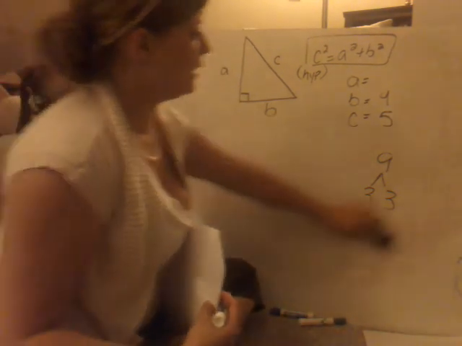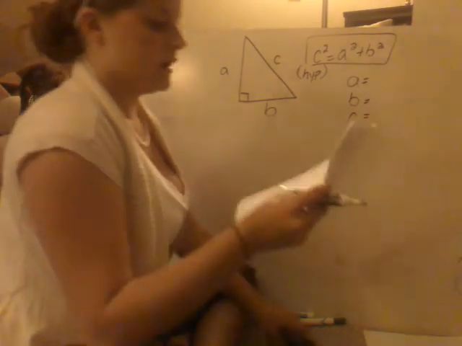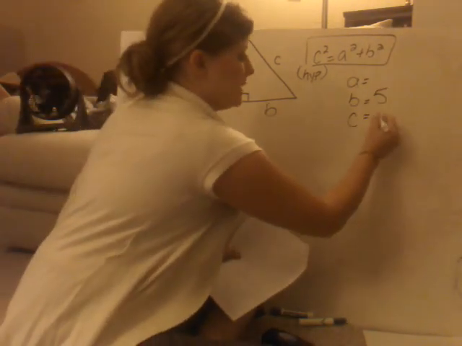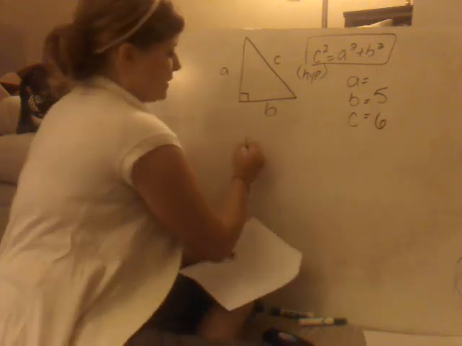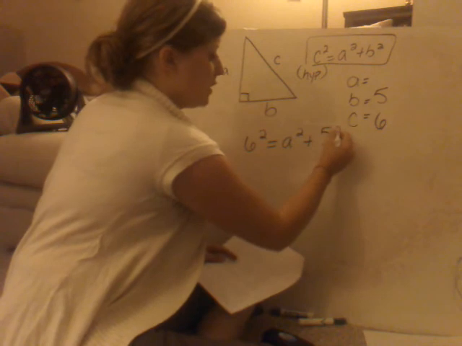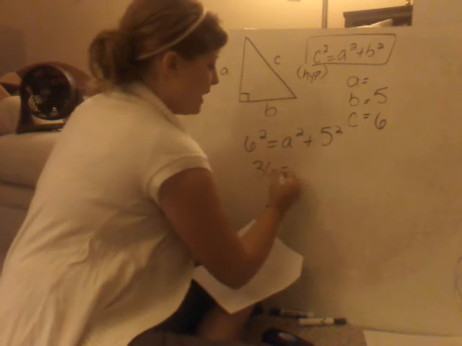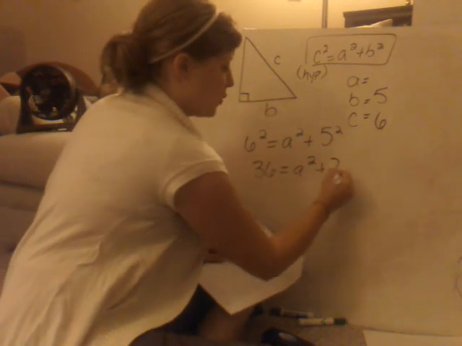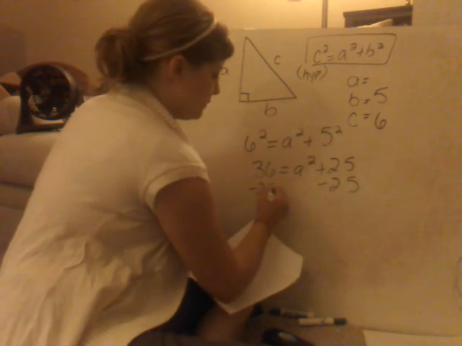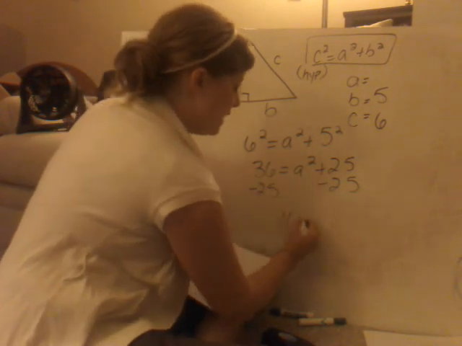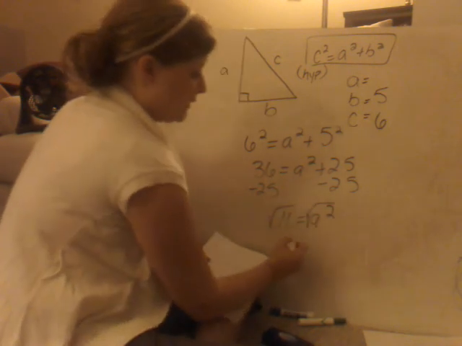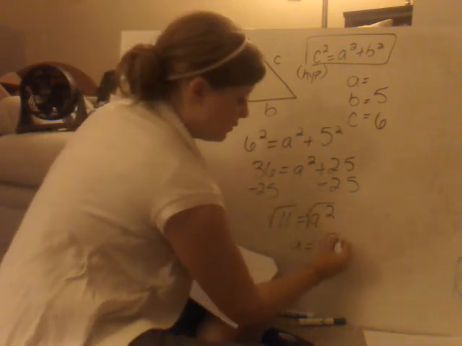So that's number 11. Next up, number 12, I tell you that B is equal to 5 and C is equal to 6. So I have 6 squared is equal to A squared plus 5 squared. So I have 36 is equal to A squared plus 25. I subtract my 25. So I have 11 is equal to A squared. I take the square root. And I have A is equal to the square root of 11.